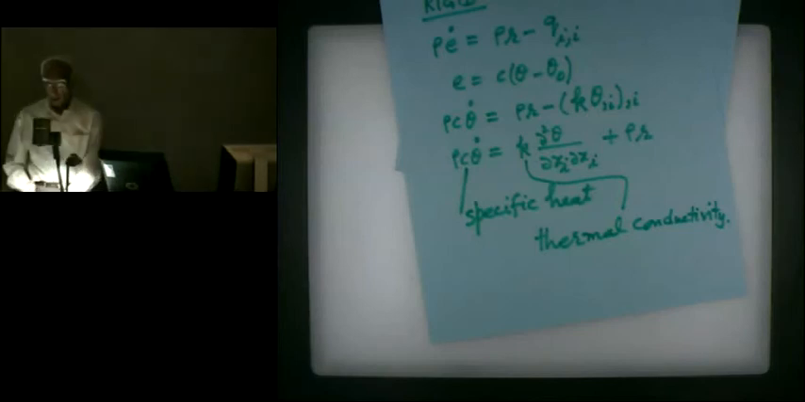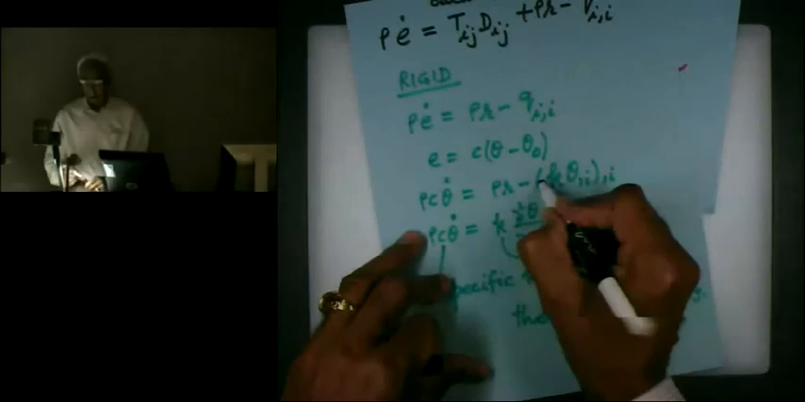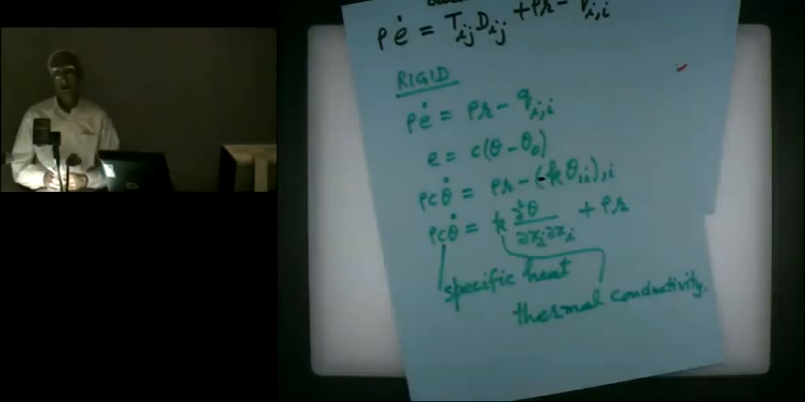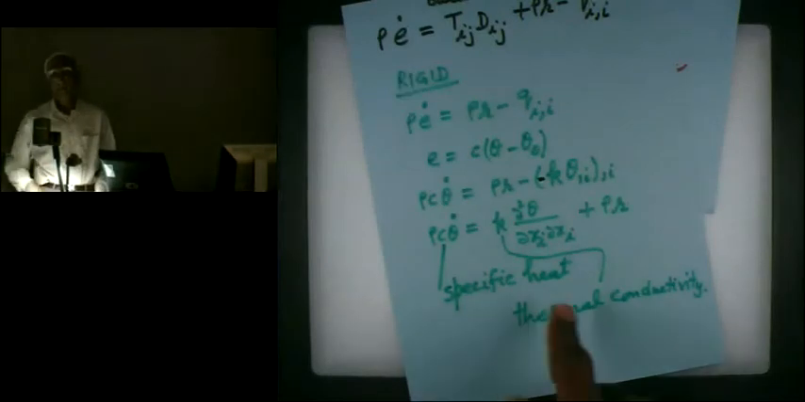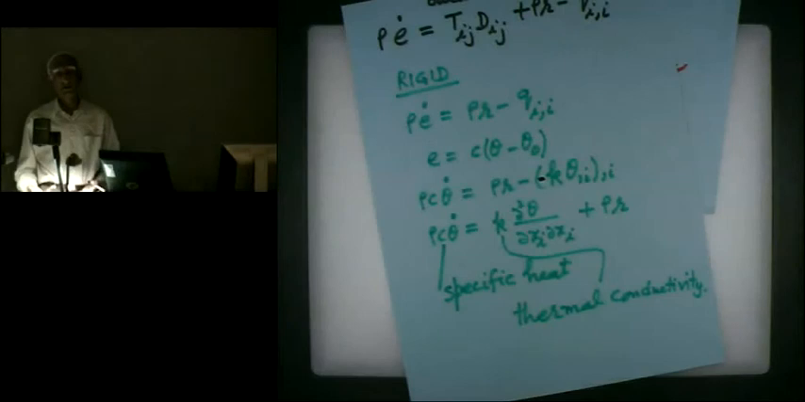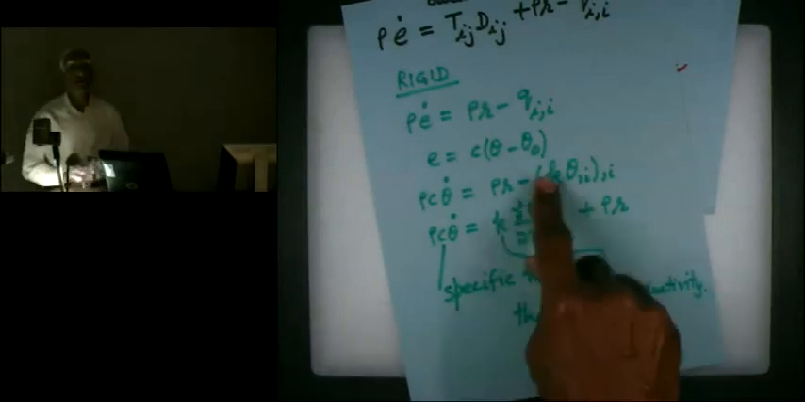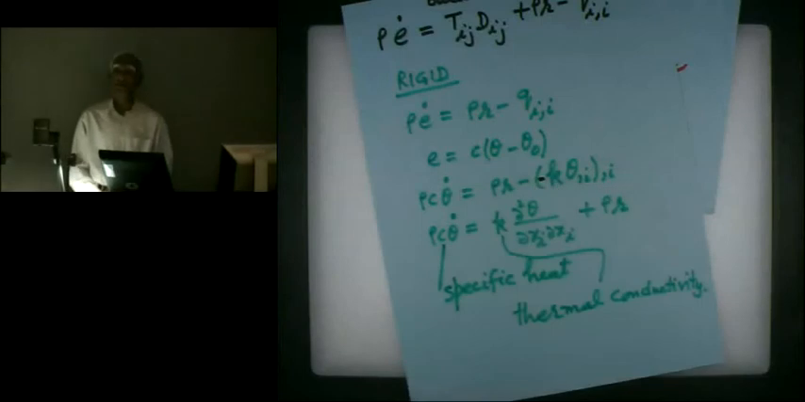Yes? Oh, no, sorry. There was a minus here, because q_i was minus K theta comma i. Yeah, you are right. I goofed. My mind was going faster than my hand was. So there's a minus sign here because q is minus K theta comma i. Okay, well, thank you.